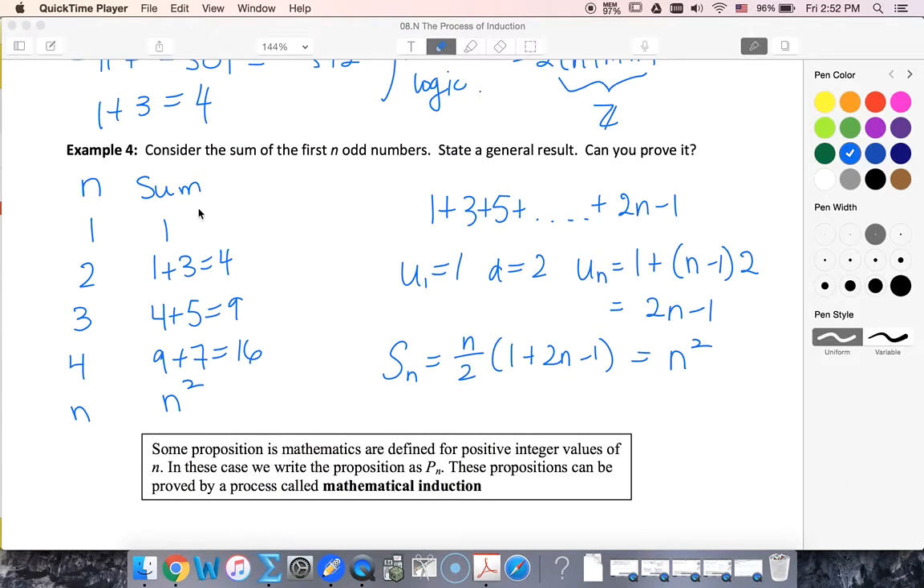Okay, for some statements, like this one up above, we can define them for positive integer values of n. So we started with 1, went up to our first n terms, and we could write that proposition as P sub n. And then we can prove it using mathematical induction. So let's look at the process of induction.